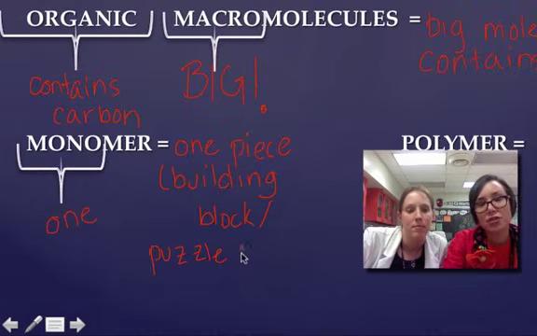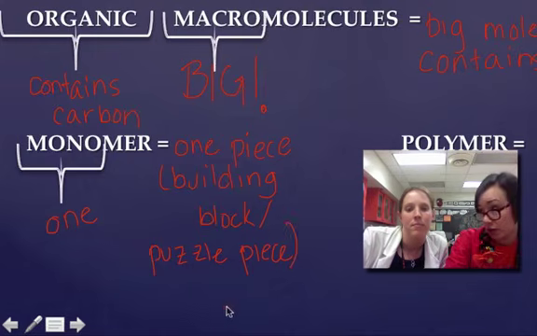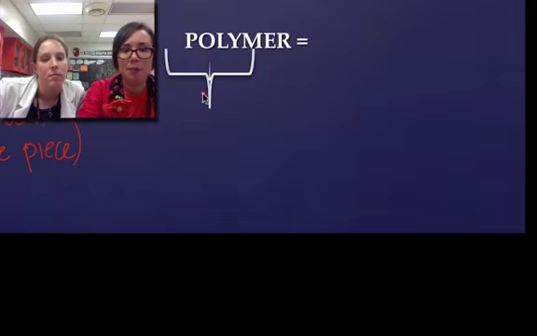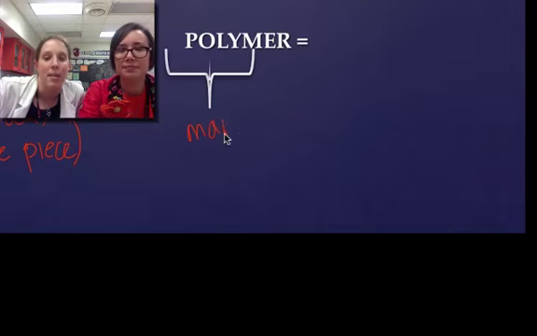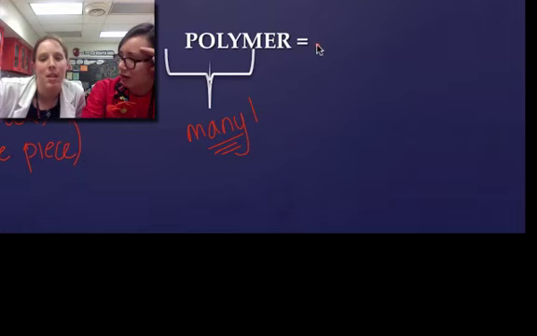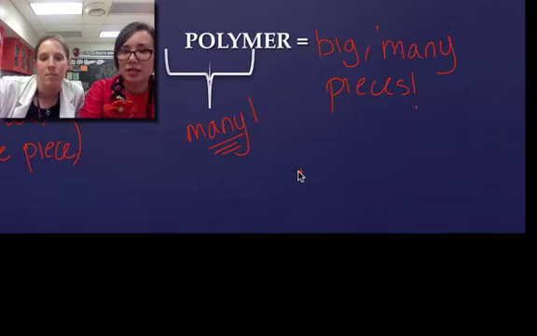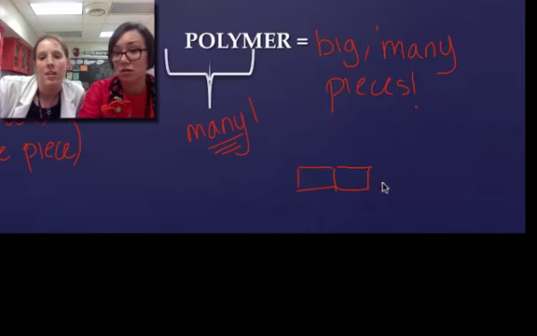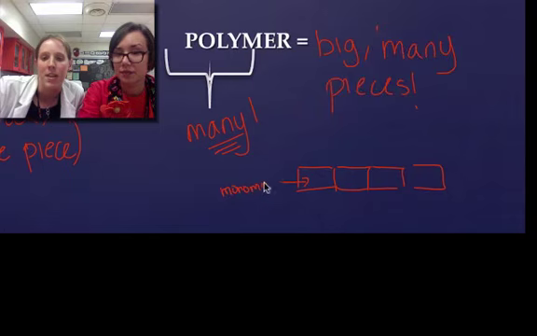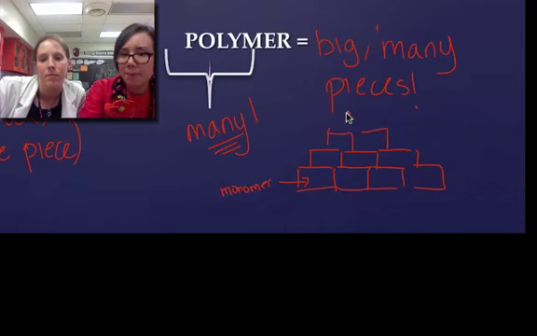Now, if we look over to the other side, we have this word polymer, which sounds similar to monomer, but monomer means one. What does that prefix poly mean? That means many. All right, so now I'm confused. That must mean that a polymer is big. It is going to be big, and it's going to be made up of many pieces, or many monomers. So a polymer is something made up of lots of individual monomers, or lots of puzzle pieces. Exactly. If each of these squares represents a monomer, then when I put all of these pieces or building blocks together, I get a polymer.